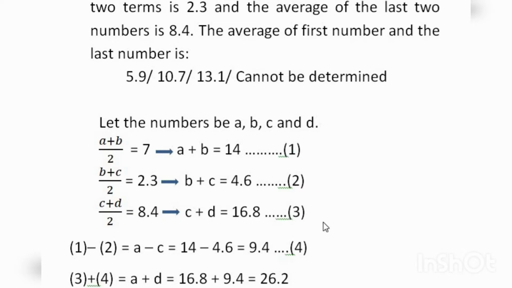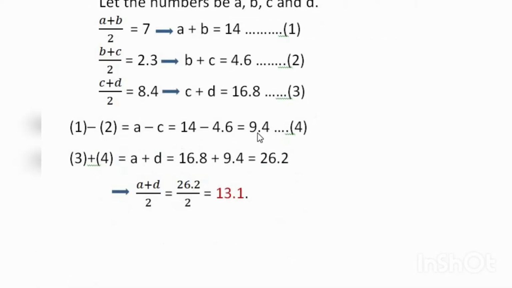We have these three equations. Now when we subtract equations 1 and 2, 1 minus 2, b and b get cancelled, then a − c = 14 − 4.6 = 9.4. It is written here. So we got the value of a − c, and now when we add this equation and the third equation, c and c get cancelled. So we will get a + d = 16.8 + 9.4 = 26.2.